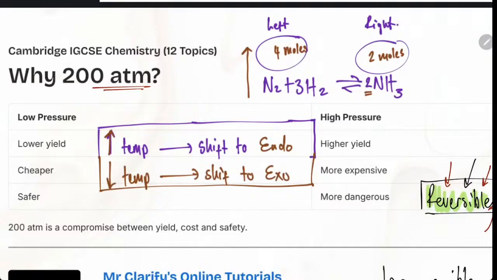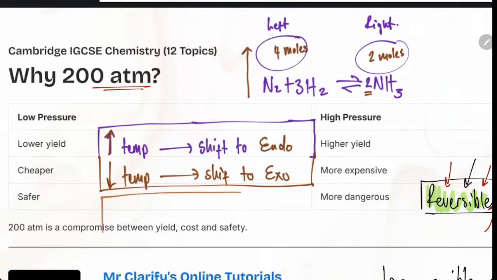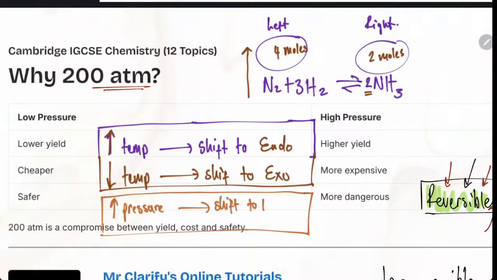Now for pressure, when we talk about pressure, we talk about number of moles. If you increase the pressure, equilibrium must fight you. So it will shift to less moles, to reduce the pressure. Then if you decrease the pressure, equilibrium must fight it. So it will shift to more moles.